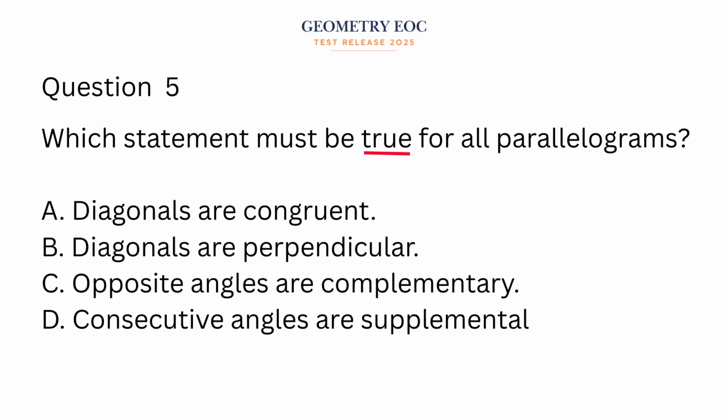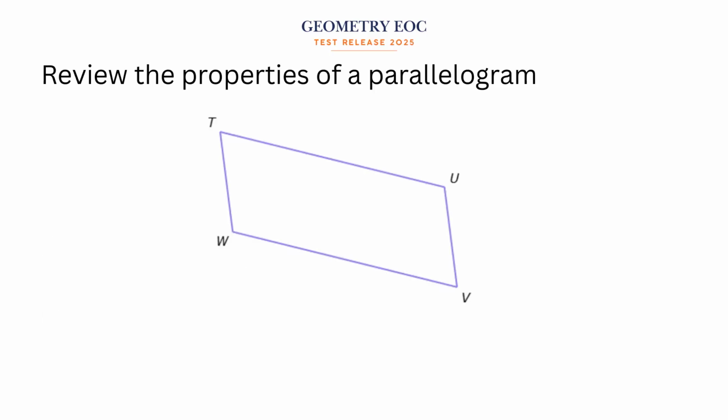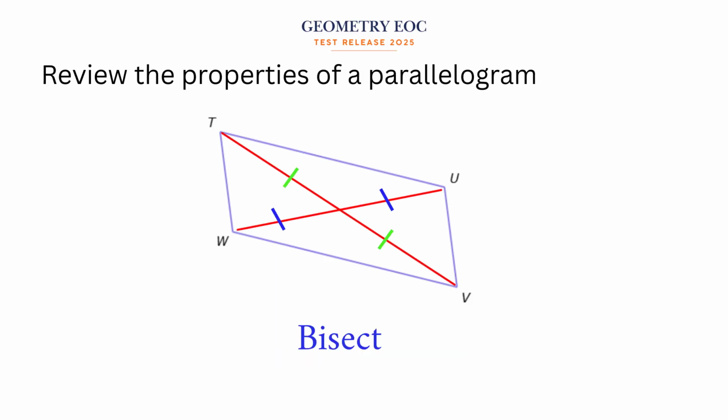All right, before we even look at the answer choices, I want you to look at the parallelogram on the screen. Let's quickly review the properties of a parallelogram. This is important. When you see a parallelogram, here's what you should automatically know. Opposite sides are parallel. Opposite sides are congruent. Opposite angles are congruent. Consecutive angles are supplementary, meaning they add up to 180 degrees. The diagonals bisect each other. Those are the core properties.